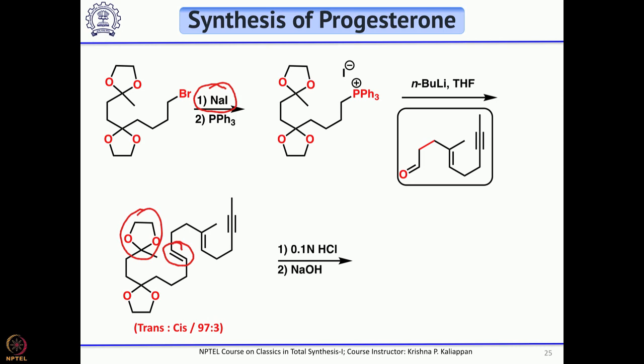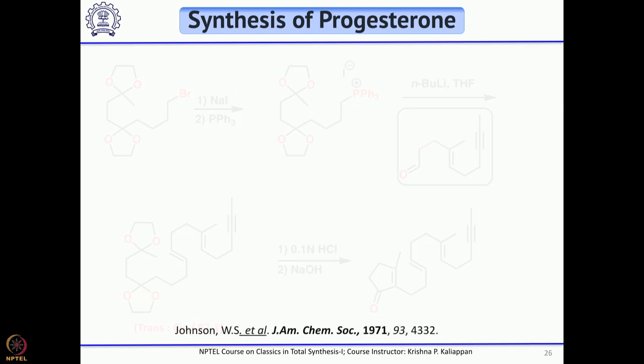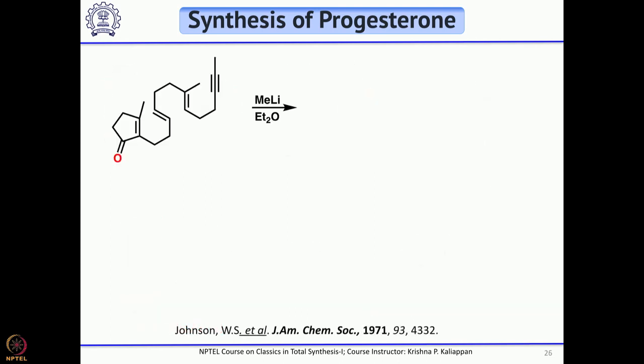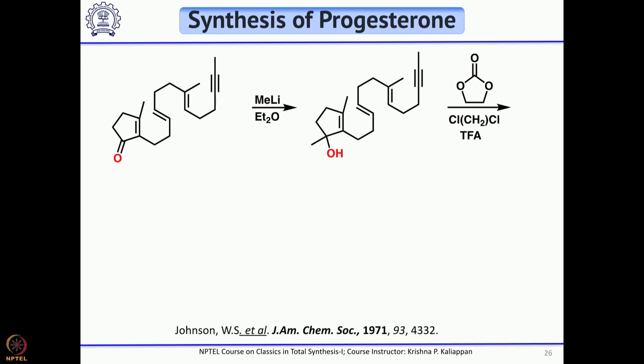remove the ketal and then treat with sodium hydroxide, you get the aldol product, the cyclopentene. So what is left now? You have to add the Grignard reagent. So you can add either Grignard or methyl lithium to get the tertiary alcohol. Now you treat with acid, trifluoroacetic acid, and quench with this compound.